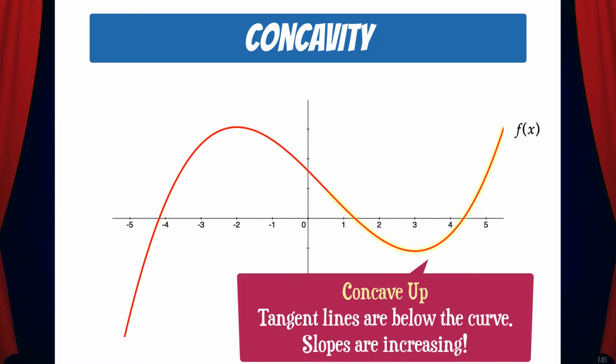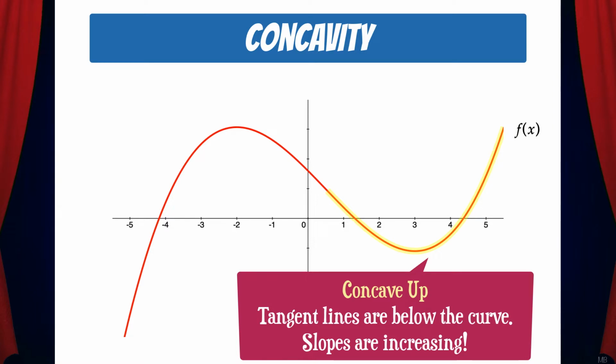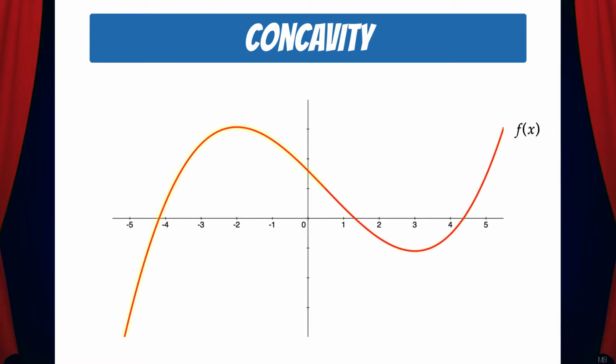The section of the graph that's highlighted is concave up. What this means is that tangent lines for this section of the graph are below the curve. Also, if we look at the slopes of the tangent lines going from left to right, we can see that the slopes are increasing.